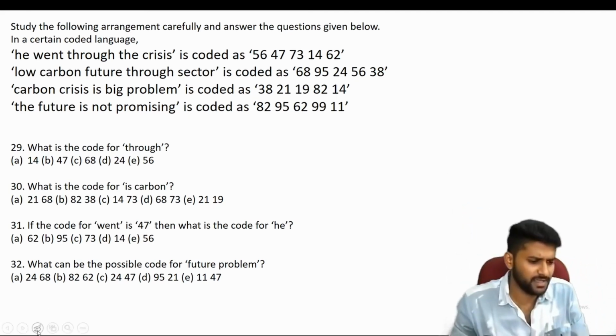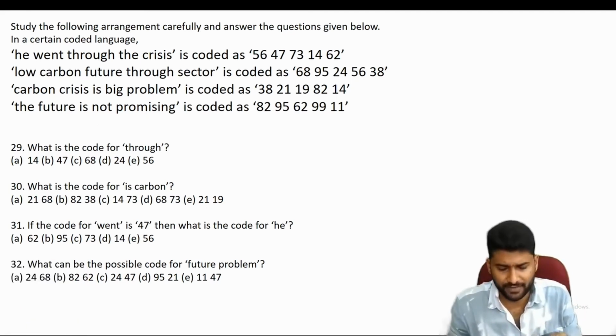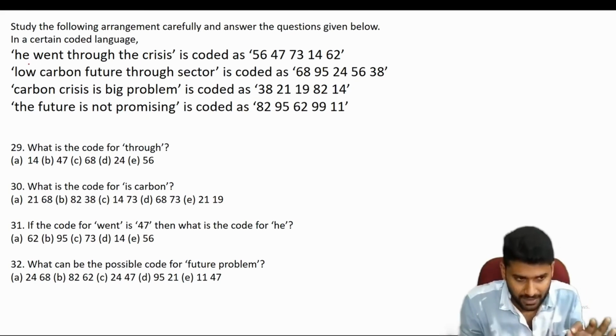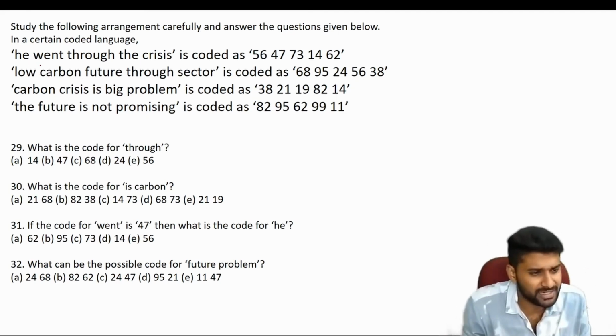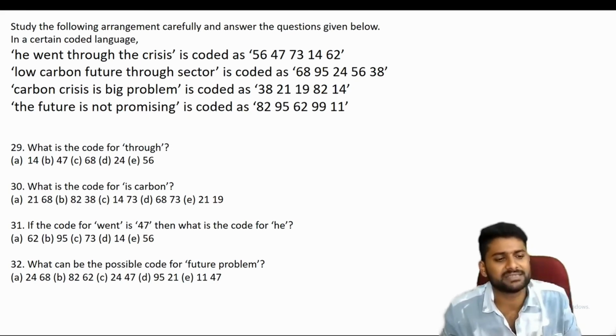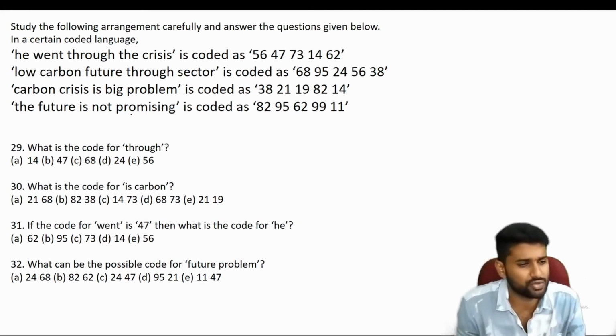Now see, these kind of models try to identify that if any word is common, definitely the code language is also common. Each and every word is represented with a two-digit number. First identify the common word. So what is a common word here? He went through the crisis, low carbon future through sector, carbon crisis is a big problem, the future is not promising. My suggestion, guys: identify the most repeated word. What is the most repeated word here?